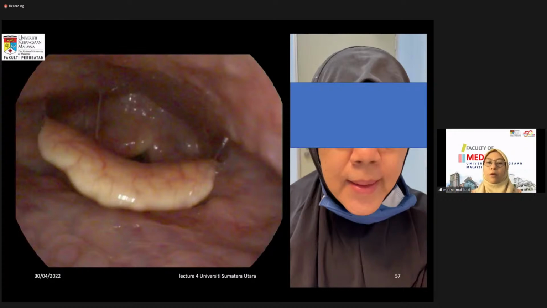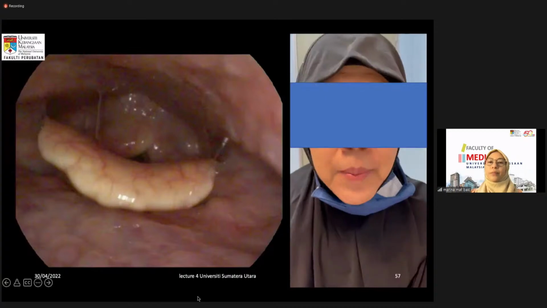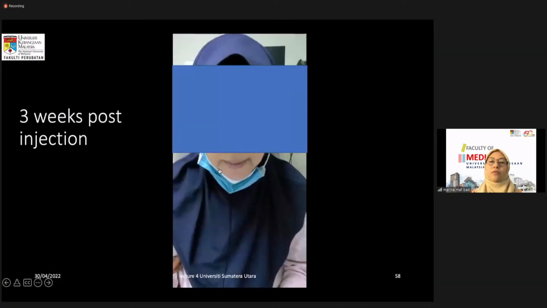This is side effect of the Botox. This is when you have to tell the patient, drink slowly, do chin tuck maneuver. But this problem wouldn't persist. It would resolve by 2 or 3 weeks. This is the patient's voice 3 weeks after injection.